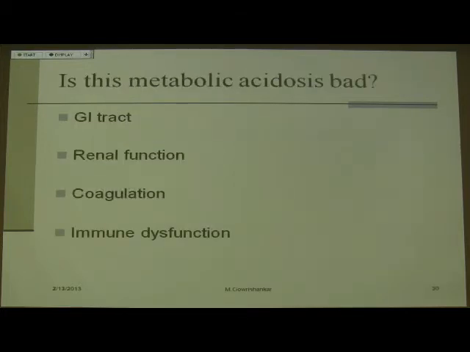However, there have been some questions about normal saline infusion and this resultant apparent metabolic acidosis being bad for other reasons. What are those reasons? So there have been some concerns with regards to GI tract function, renal function, coagulation, as well as immune system dysfunction. So let me take you through one at a time.